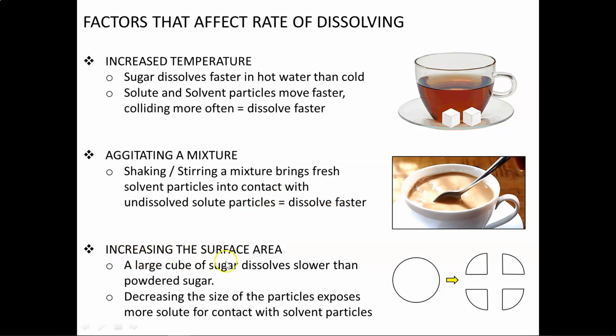Finally, you can increase the surface area. So for instance, powdered sugar dissolves a lot faster than a cube of sugar. That's because decreasing the size of the particles exposes more solute for contact with solvent. So in addition to dissolving the outer portion when it was in its solid cube form, crushing it up allows you to dissolve the inner part as well.